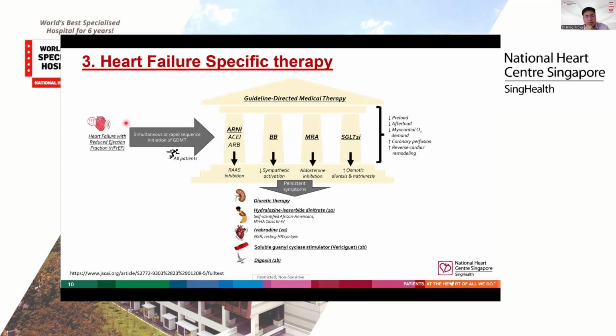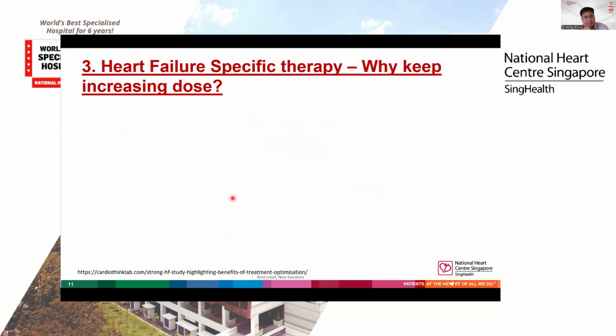So this slide is just to reiterate that in heart failure with reduced ejection fraction, which is one of the more common forms of heart failure we deal with in the hospital, these are the 4 main pillars, and these serve to, as I mentioned, reduce death and also improve quality of life. There are actually still some other medications that can also be explored, but this will be on a case-by-case basis.